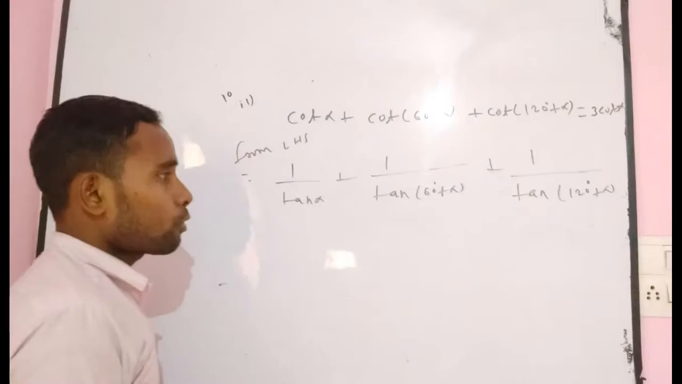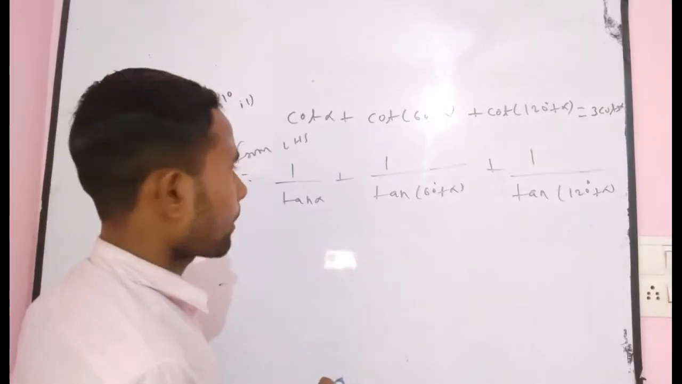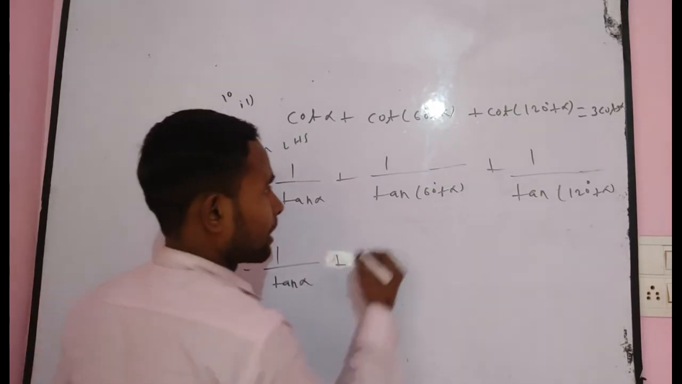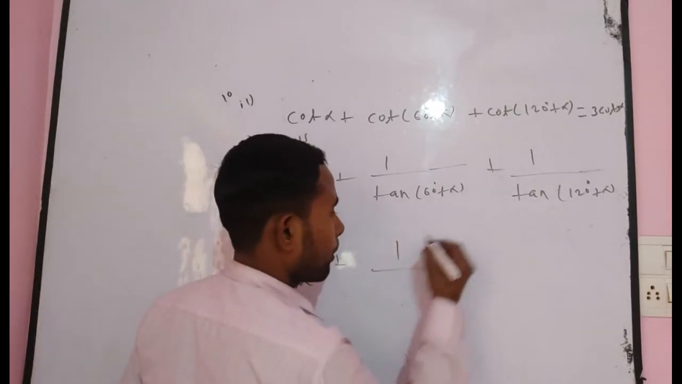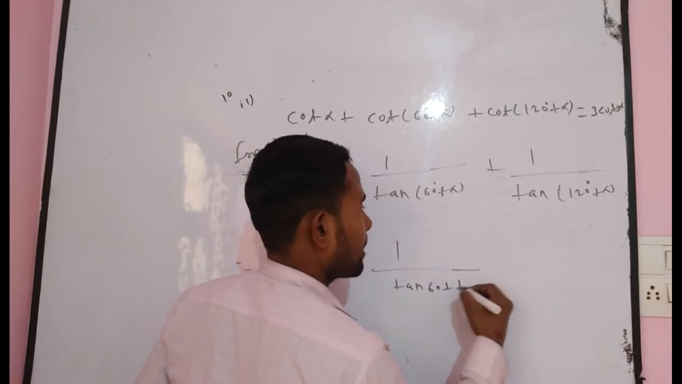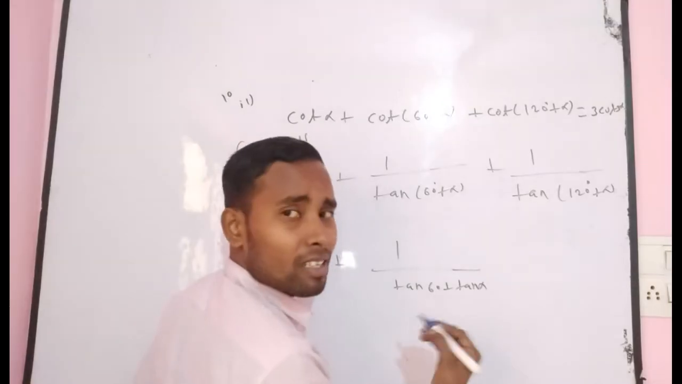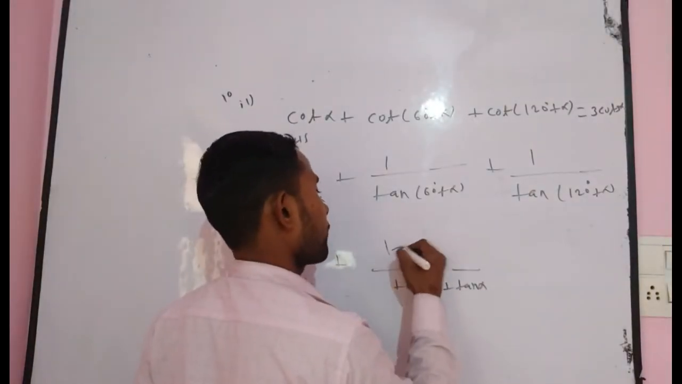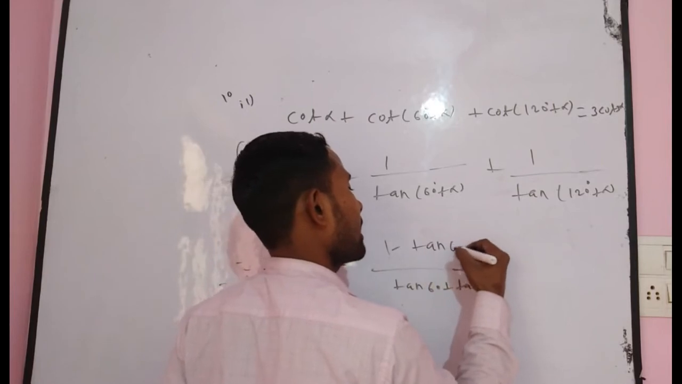Now you have to simply write. Can you write 1 upon tan alpha plus? Now here you have to write its formula. What is the formula of this expression? tan a plus tan b divided by 1 minus tan a into tan b. That goes in numerator, so you can write 1 minus tan a into tan b.